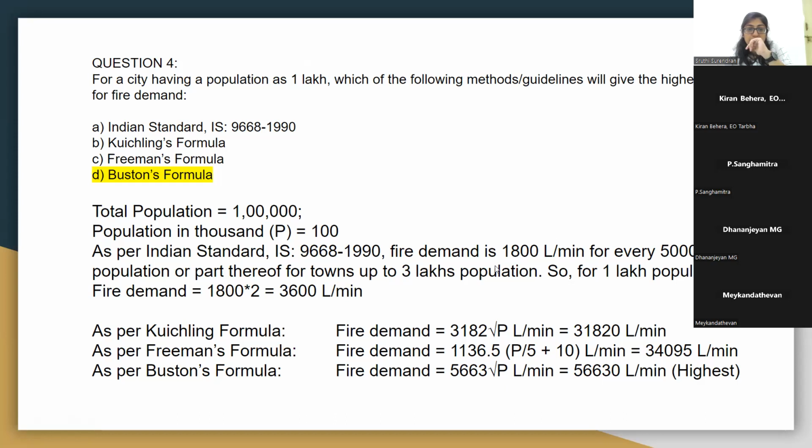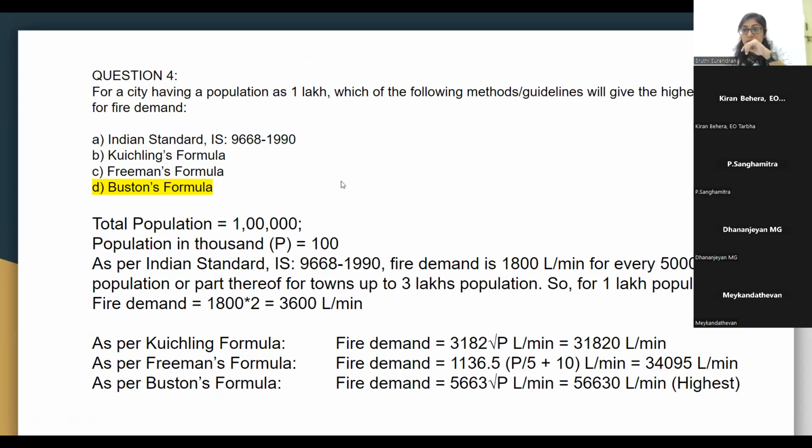You got this point right. As per Indian Standard, for every 50,000 population up to 3 lakh, 1800 liters per minute is calculated. So that is why they are multiplying it by 2. Yeah, Dhananjayan has got one question.